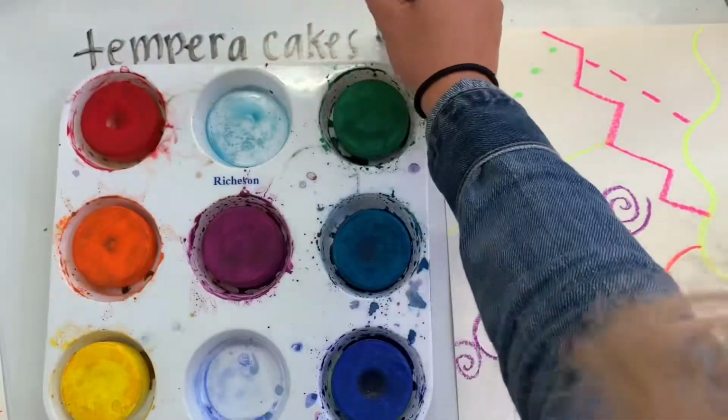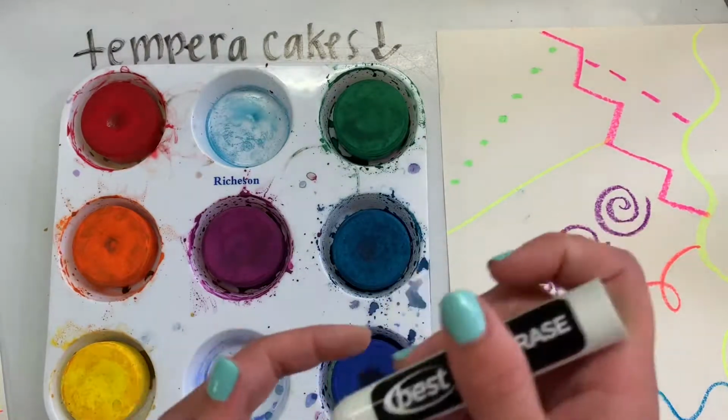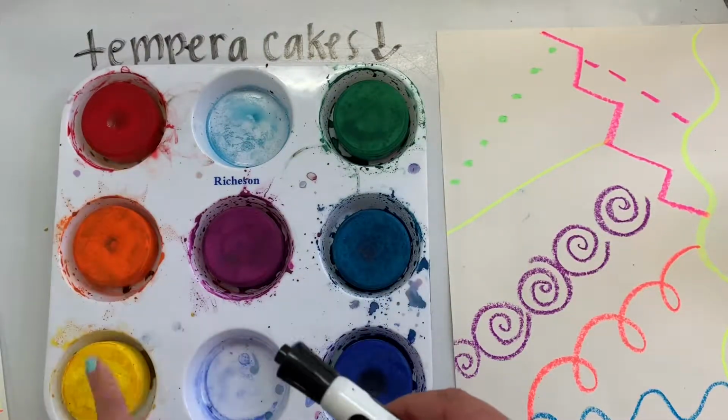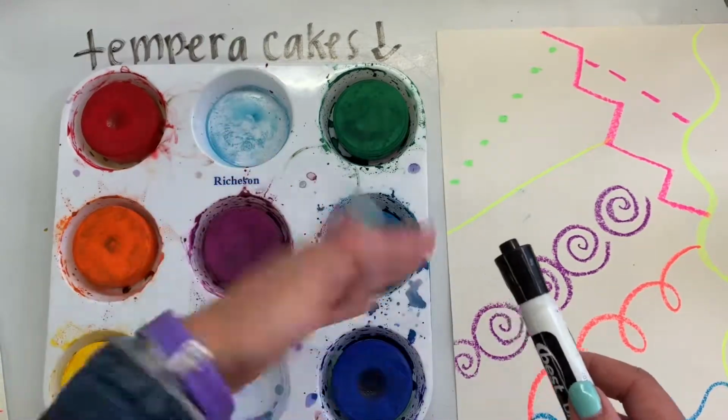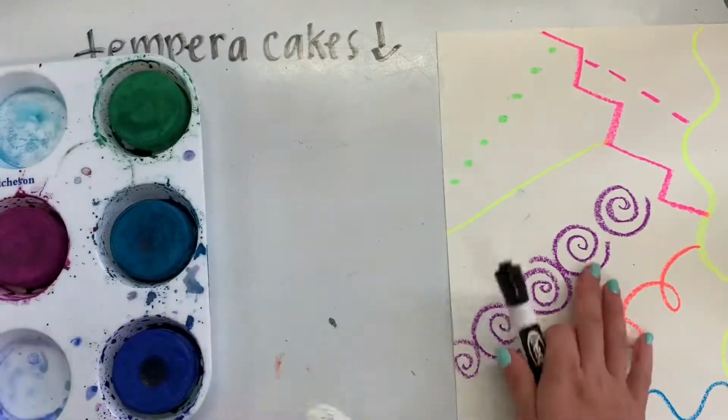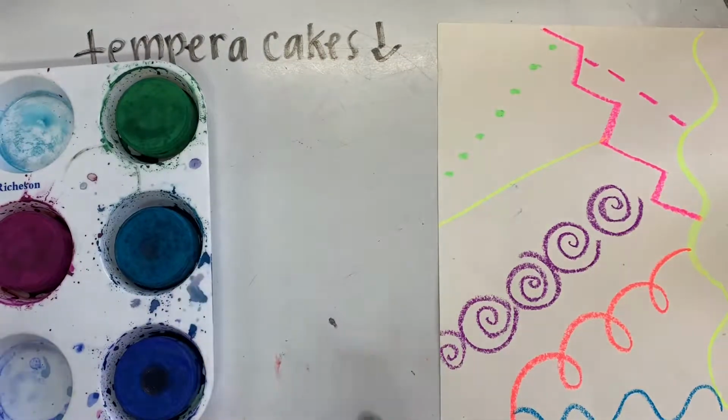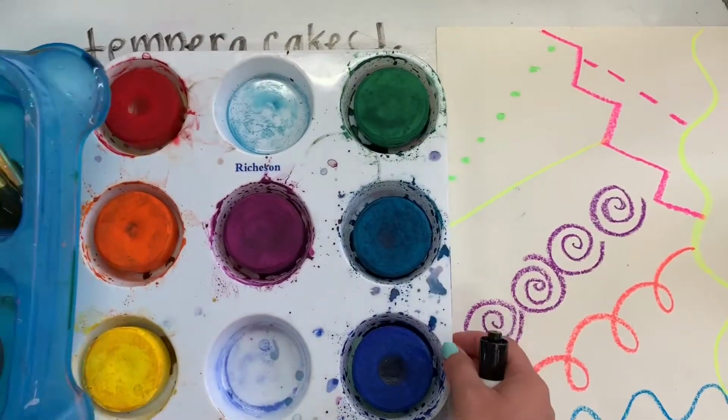The types of paints you'll be using today are called tempera cakes. No, it's not the kind of cake you can eat. It's just because it's shaped like a cake. There's red, orange, yellow, green, blue, dark blue, and purple. Now you'll notice that these paints are dry right now. That's because they need water to make them work.